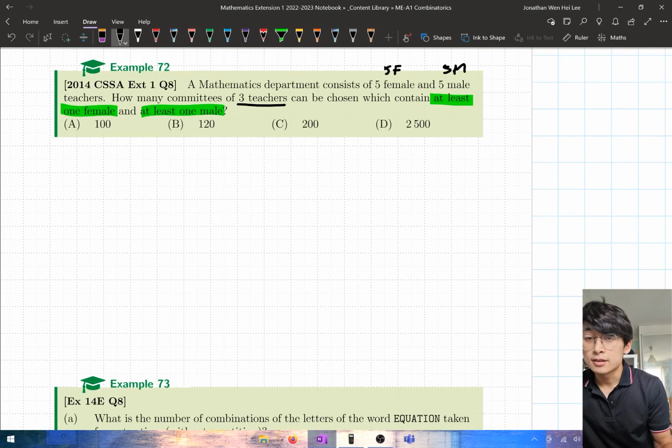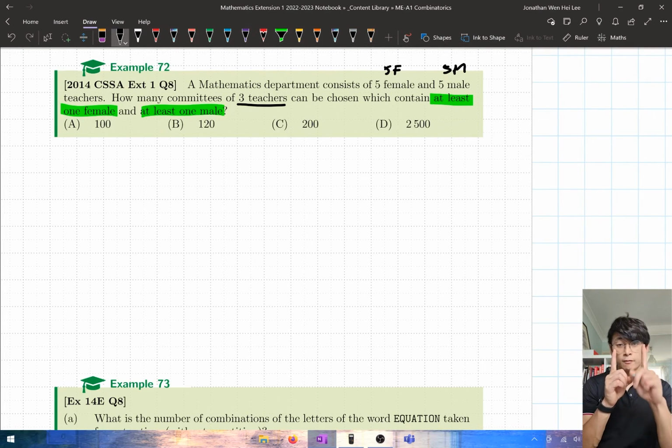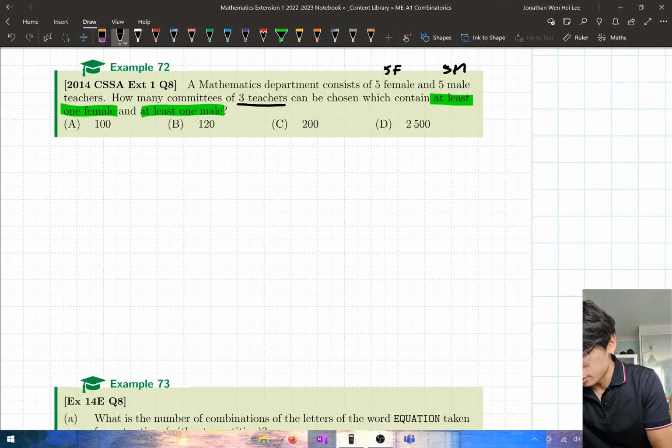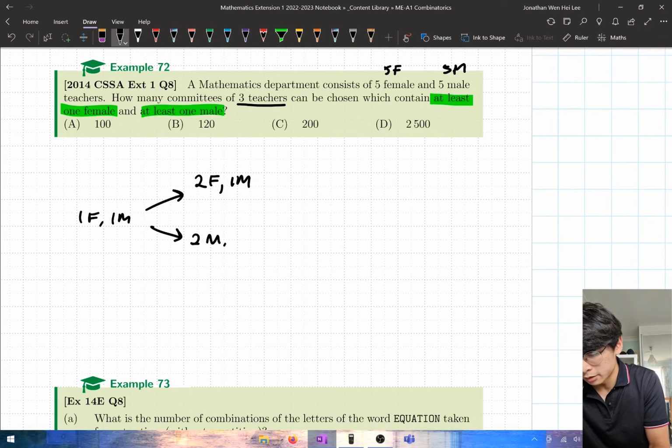So let's think of the cases. There's going to be one case, because there's only 3 teachers. We need 1 male, 1 female. So that means there's only just 1 spot remaining. So let's think about that. So we've got 1 female, 1 male, and we've either got the case where we can actually end up with 2 females and 1 male, or 2 males and 1 female.